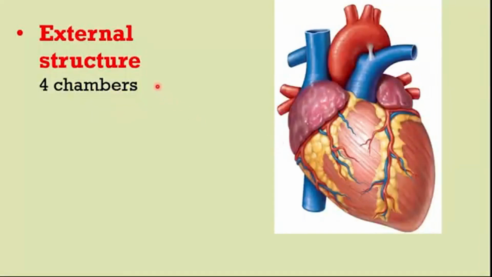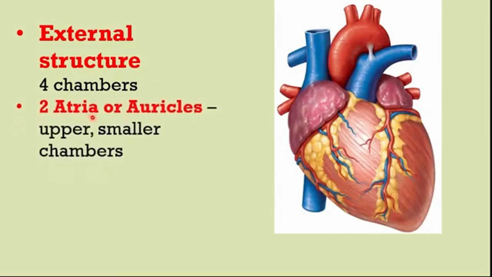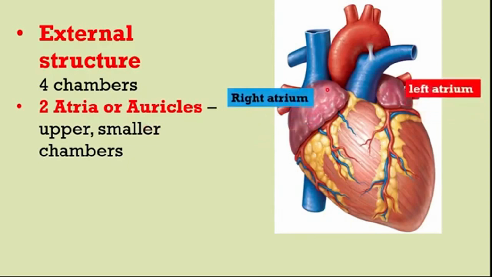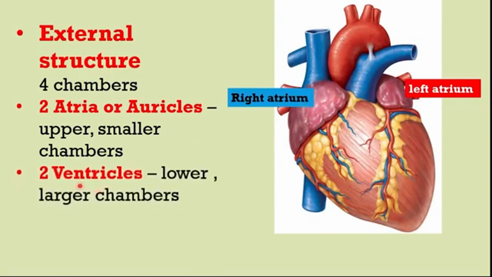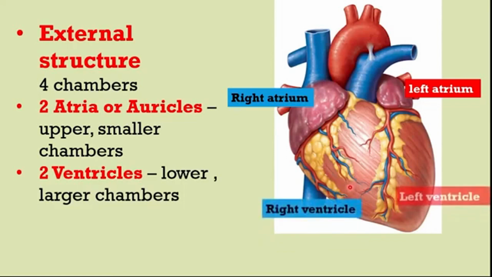As already known, the human heart has 4 chambers. They are 2 atria or auricles. These are upper smaller chambers. This is the right atrium and this one is the left atrium. These are the upper smaller chambers. Next are 2 ventricles. These are lower larger chambers. This is right ventricle and this is left ventricle. These are the 4 chambers of the heart visible from the outside.